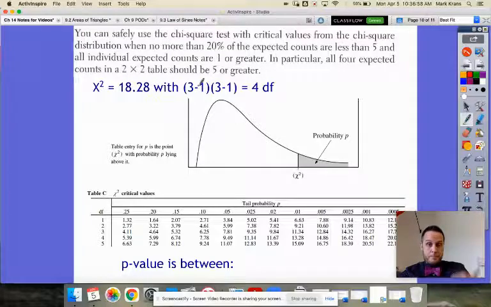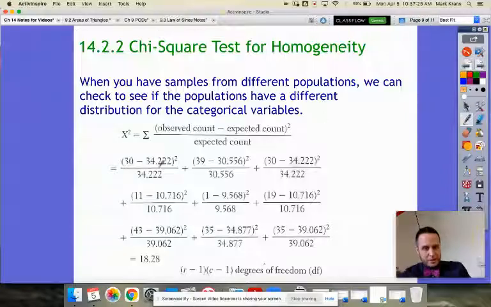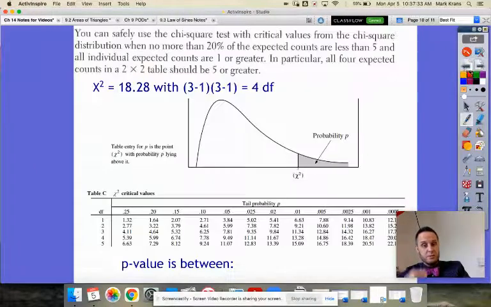Okay. And we can safely use the chi-square test as long as no more than 20% of the expected counts are less than 5, and all are 1 or greater. So if you have a 2 by 2 table, there's only 4 counts, so they all need to be greater than 5. But in our 3 by 3 table, we have 9 counts, so we have enough room that 1 could be less than 5. But if you look at our expecteds, 34, 30, 34, 10, 9, 10, 39, 35, 39, we're good. All of our expecteds are greater than 5. So we're all set. All right.